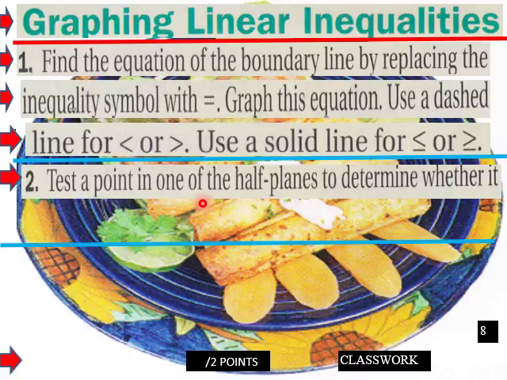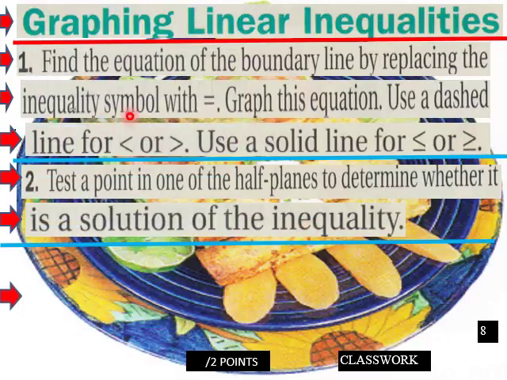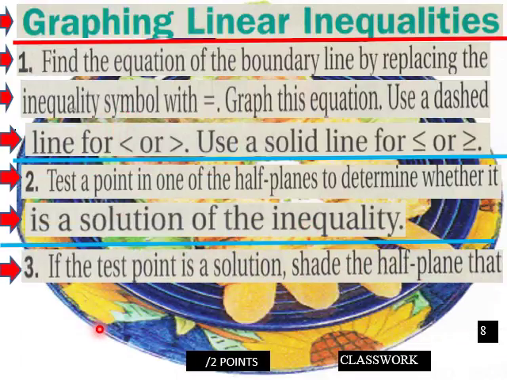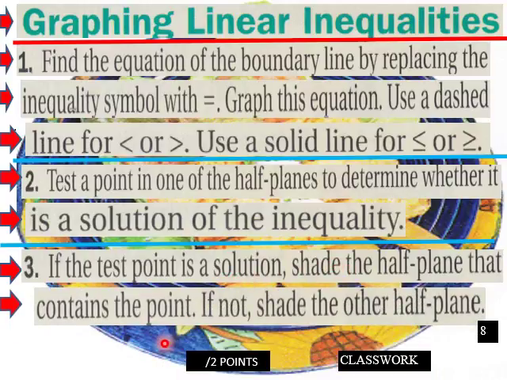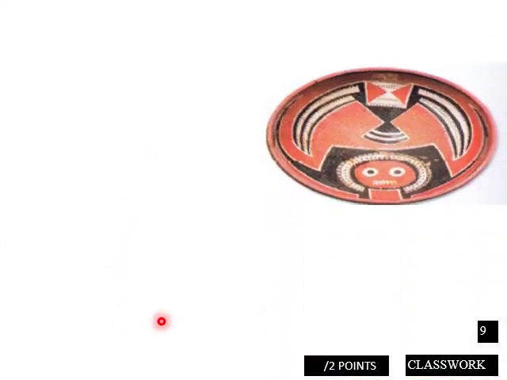Test a point in one of the half planes to determine whether it is a solution of the inequality. You just test the point in here. If the test point is a solution, shade the half plane that contains the point. If not, shade the other half plane. So it's really that simple. Okay, so you could test the origin. The origin is a favorite testing point for inequalities. And that would be the case too.